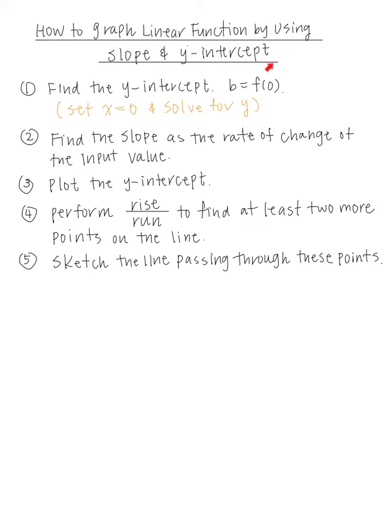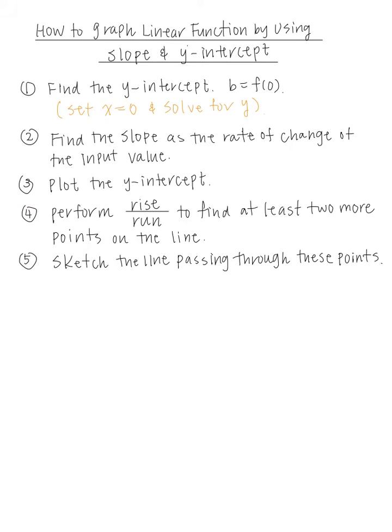Okay, now what we're going to do is graph the linear function by using the slope and the y-intercept. So here are the steps. Step 1, find the y-intercept. If you're given a function, set x equals 0, and all you have to do is solve for y. That y value is going to become your y-intercept. All right, step 2, find the slope. That's the rate of change of the output with respect to the input. So it's the same thing as delta y over delta x.